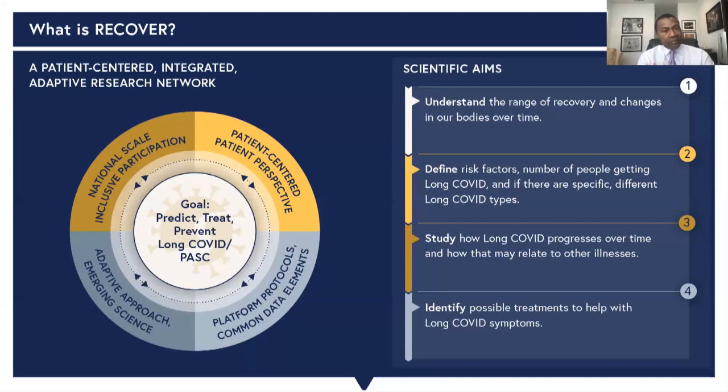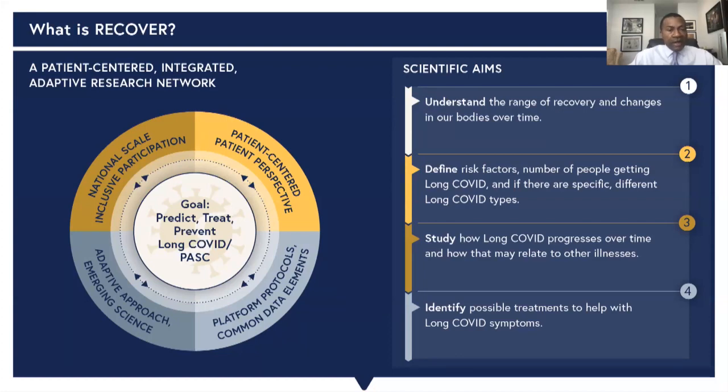It's a patient-centered, patient perspective, but we also know that we have platform protocols with common data elements across all of the trials. This is important so that when we look at interventions, we'll be able to compare apples to apples, and look at similar data elements at baseline, patient characteristics, to better understand and cross-pollinate our understanding across multiple interventions.